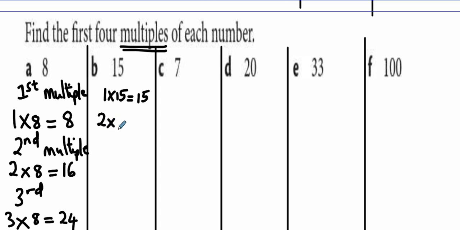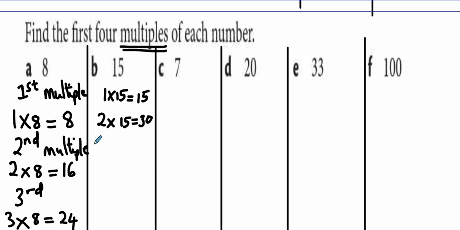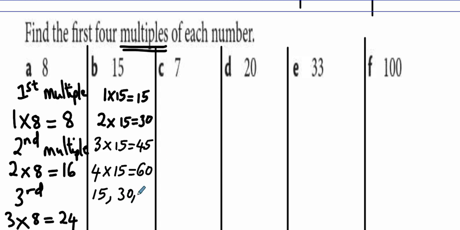The second multiple, I take 2 times 15, that gives you 30. You see that? Cool. Now, to get the third multiple of the number 15, you do 3 times 15, that gives you 45. To get the fourth multiple of 15, you just do 4 times 15, that gives you 60. Now, what are these first 4 multiples? We got 15 as our first multiple, 30 as our second, 45 as our third, and the last multiple will be 60.